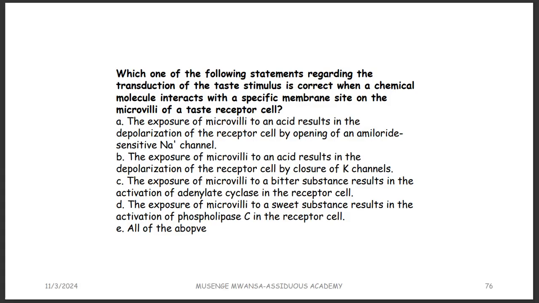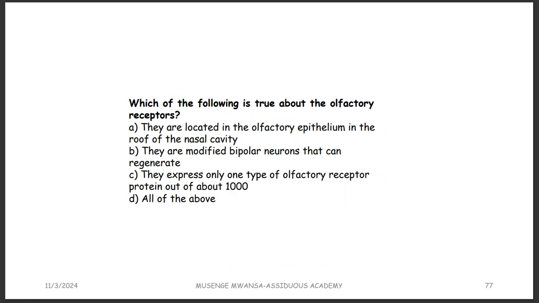Okay, good. Which of the following statements regarding the transduction of the taste stimulus is correct when a chemical molecule interacts with a specific membrane site on the microvilli? So basically everything here is true. Which of the following is true about the olfactory receptor? They are located in the olfactory epithelium in the roof of the nasal cavity. They are modified bipolar neurons that can regenerate. They express only one type of olfactory receptor protein out of about 1,000. All of the above.